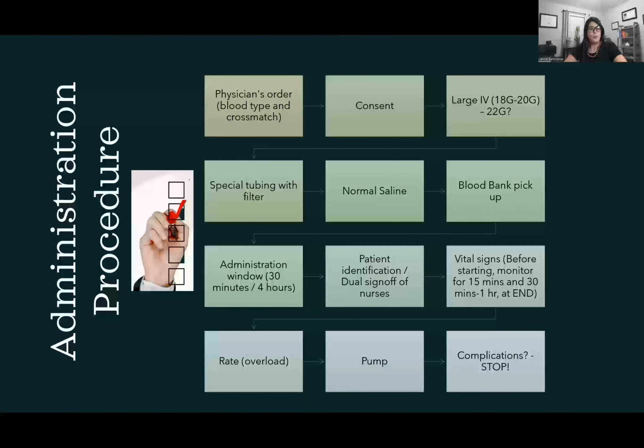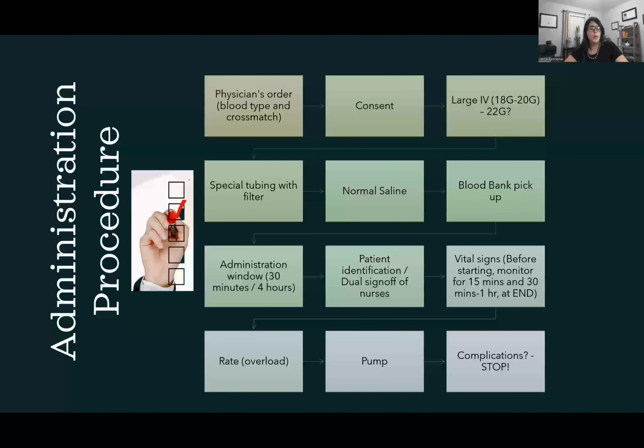All right, so what is the process for administering blood? Well, in class I'm going to be talking to you in more detail about this, but for here it's just an overview, okay? So yes, you need a physician's order. You need to have a blood type and blood cross match. Okay, you need to have a consent from the patient.